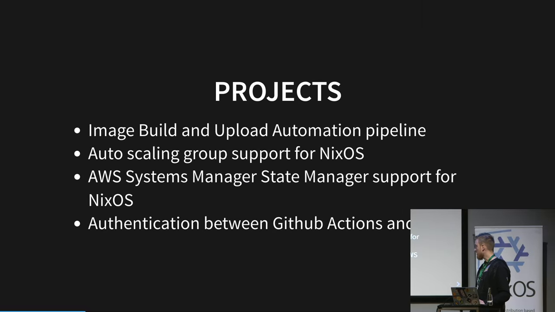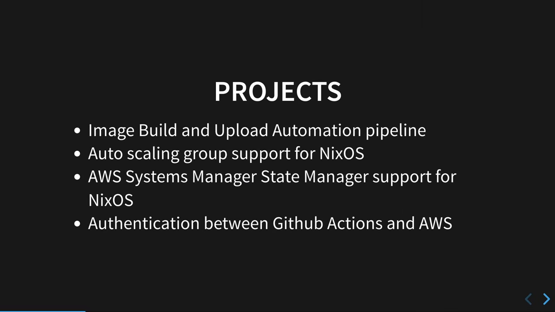So we had a few projects that we had to work on. We had to make an image build and upload automation pipeline, because there were no up-to-date cloud images for NixOS available. Add autoscaling group support to NixOS and add support for AWS Systems Manager to NixOS. And then hook this all together by authenticating GitHub Actions with AWS in a secure way so that we can do deploys with temporary credentials that are scoped to specific environments.